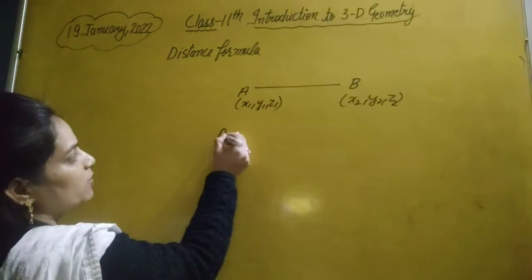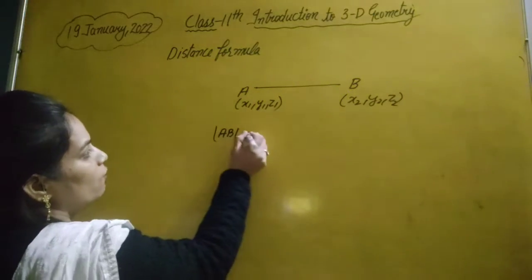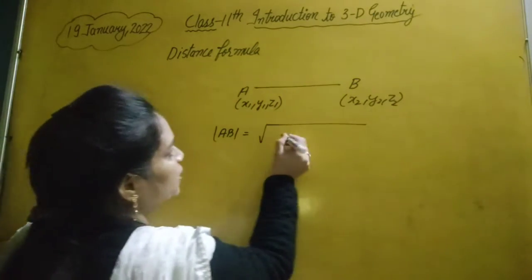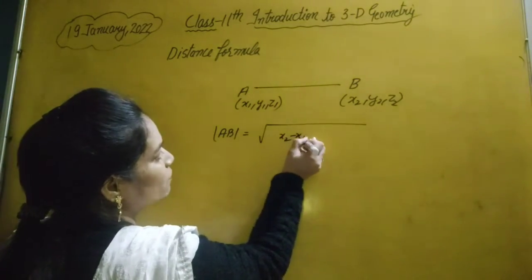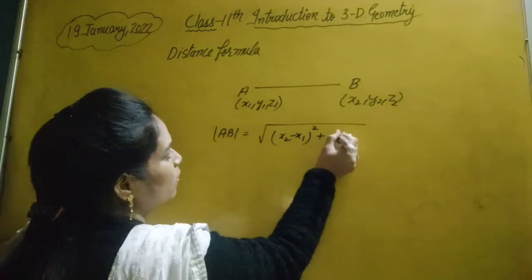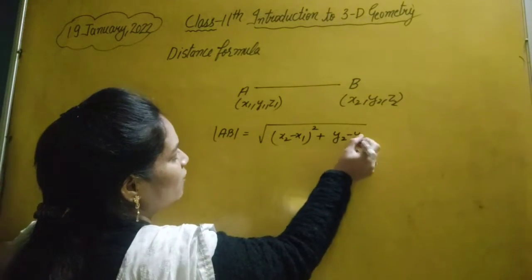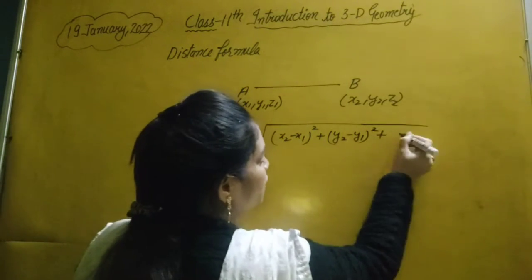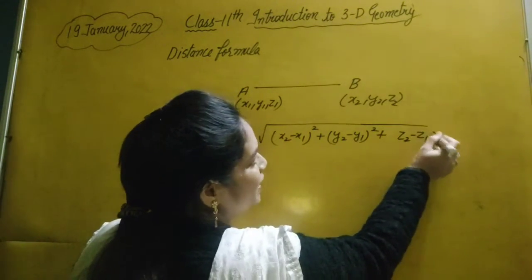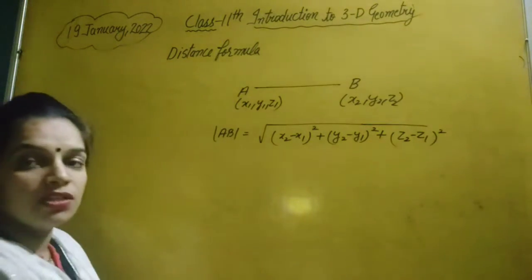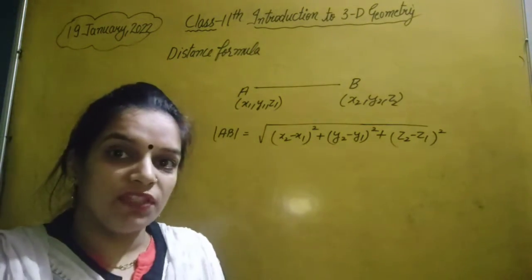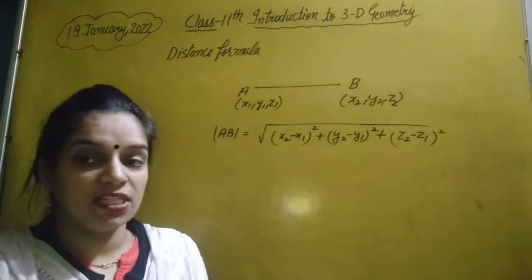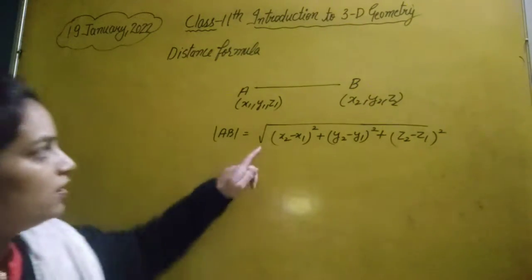So the distance of AB will be equal to the square root of (x2 minus x1) whole square plus (y2 minus y1) whole square plus, now there will be one more coordinate, (z2 minus z1) whole square. So this is the distance formula. With the help of this formula we can find the distance between 2 points.